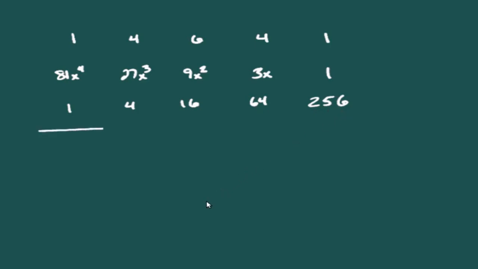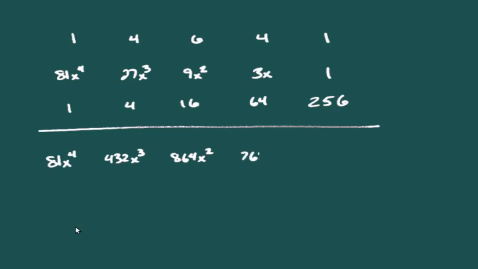So we multiply each one of those entries in the columns together to give us 81x to the 4th. 4 times 27 times 4 gives us 432x cubed. 9 times 6 times 16 gives us 864x squared. 4 times 3 times 64 gives us 768x. And then 1 times 1 times 256 gives us 256.